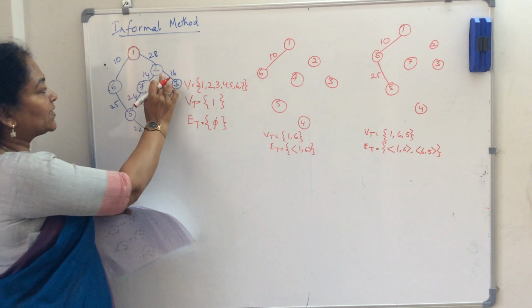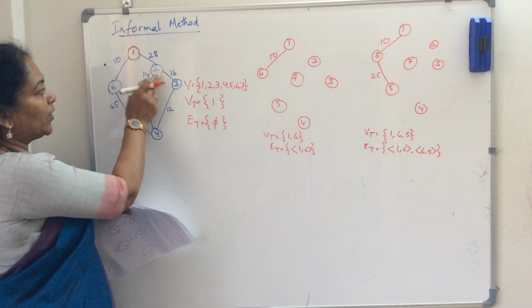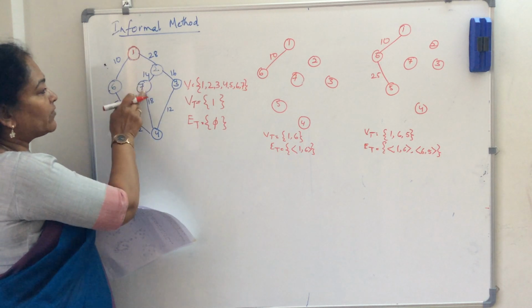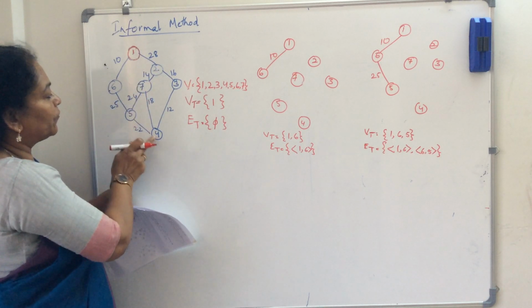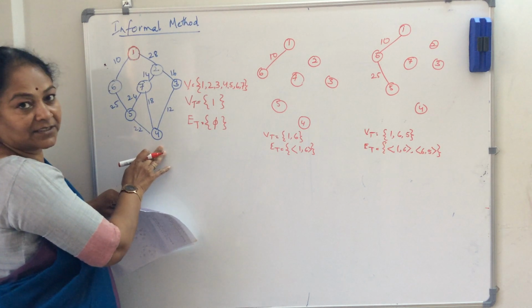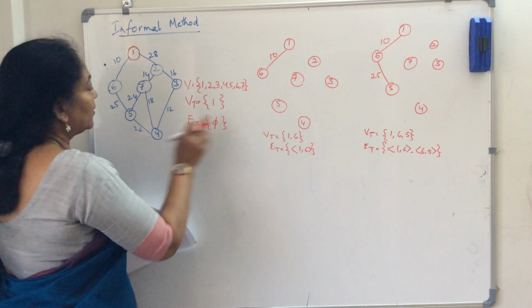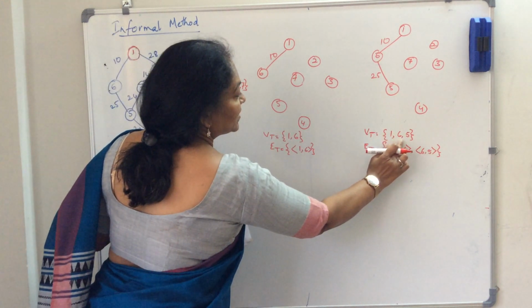So 1, 2, because 2 is connected and not selected. So 1, 2 we can consider. Then 5, 7 we can consider, and 5, 4 also we can consider. Did you understand? So we have to consider these vertices 1, 6, 5.